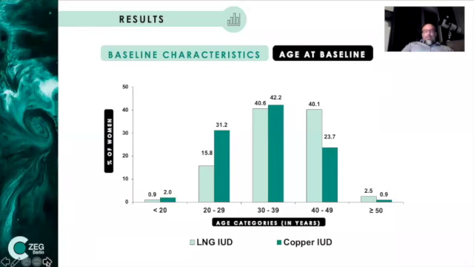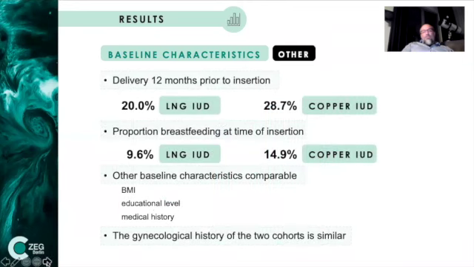And this resulted also in differences between deliveries in the past 12 months before insertion. We had a lower number in LNG IUDs compared to copper IUDs, and also a lower proportion of women who were breastfeeding at the time of insertion. So that differed between 9.6 and 14.9%.